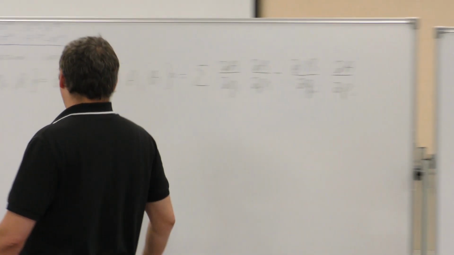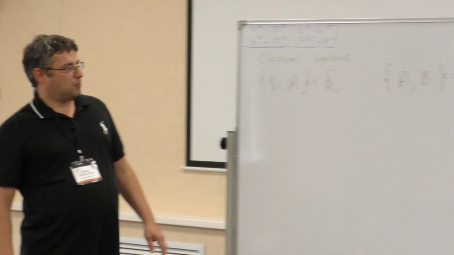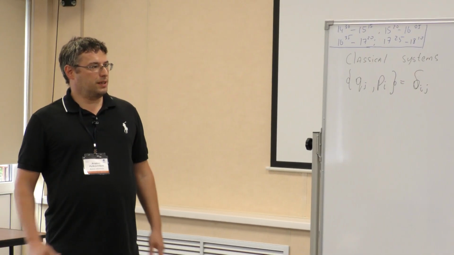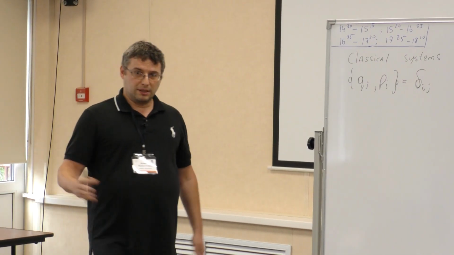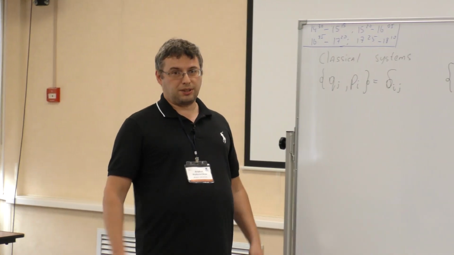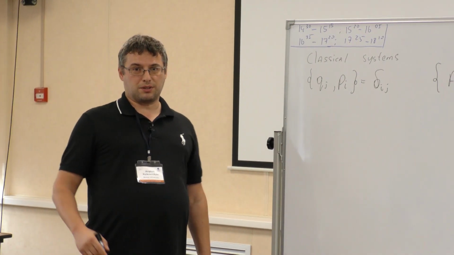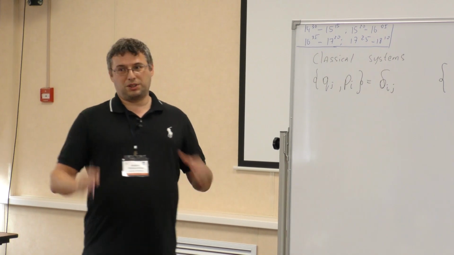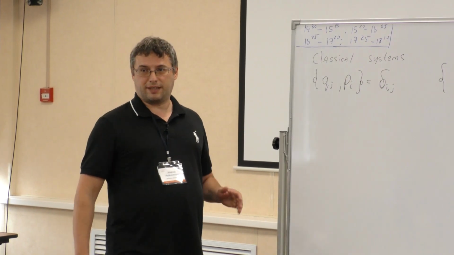So, and then a very important concept in classical physics, and it will be central to everything I'm going to discuss in this lecture, is the concept of canonical transformations. So these are transformations which keep the Poisson bracket invariant.